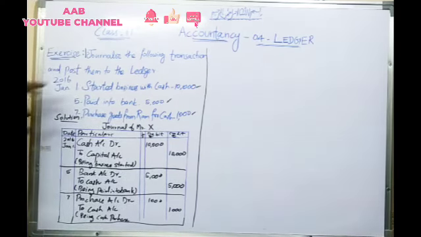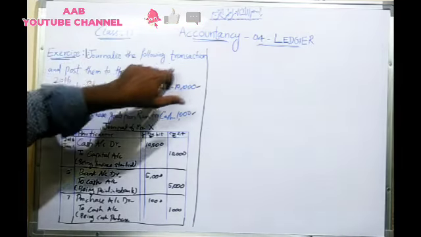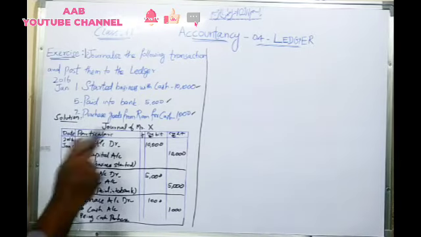Then next we have to write down the solution of the journal, and then post the transactions to the ledger. So the next step is to go to the ledger account.